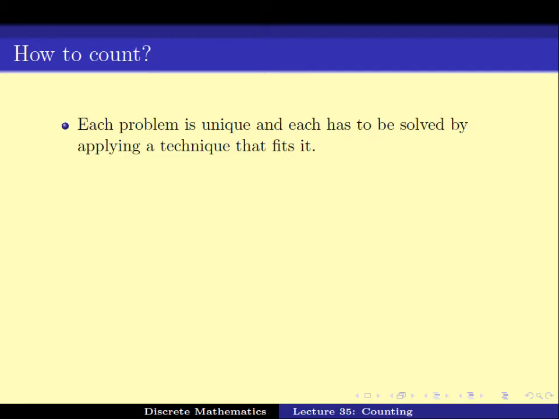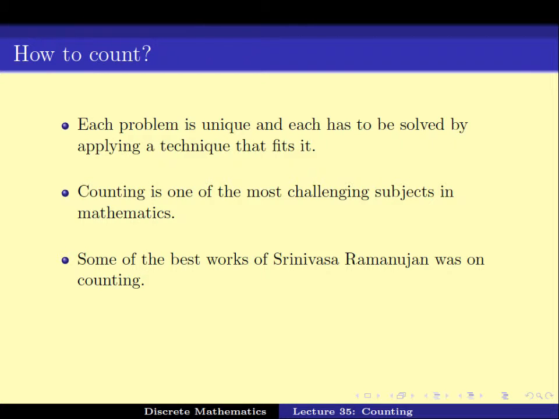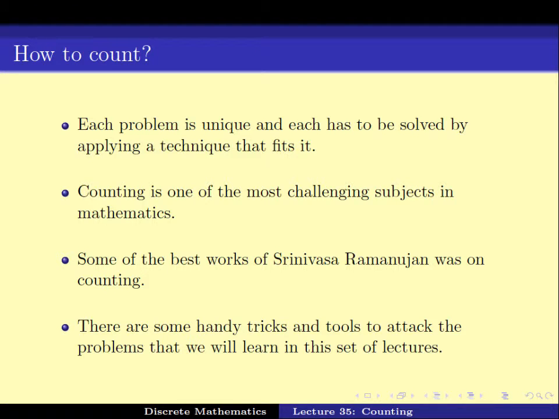Now, the problem of counting, as you have possibly seen by now, is that every problem is unique, and one can apply different techniques to solving a problem, and you have to apply the technique that fits the problem. In fact, counting is one of the most challenging subjects in math, and some of the best works of even the great Srinivasa Ramanujan were on counting. And there are some handy tricks and tools that we teach in this set of lectures that one can use to solve them.